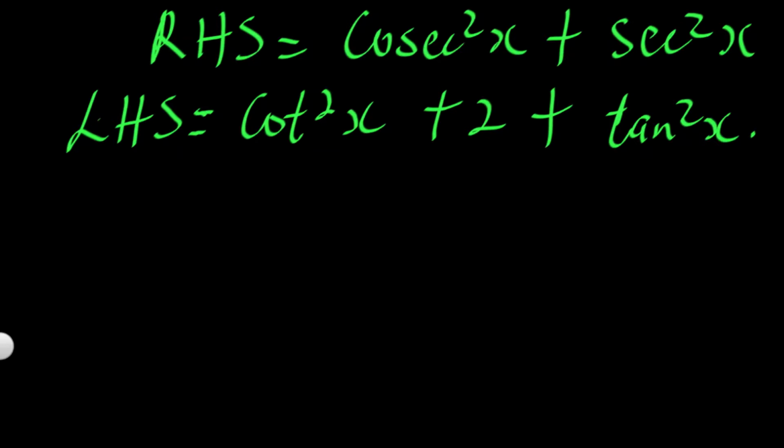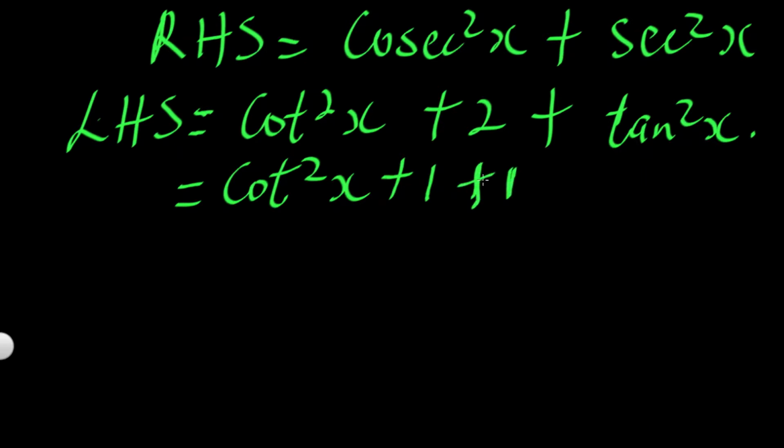It's still correct mathematics. So this is cot squared x plus a 1 plus another 1. See, I just split my 2 into 1 plus 1 plus tan squared x.